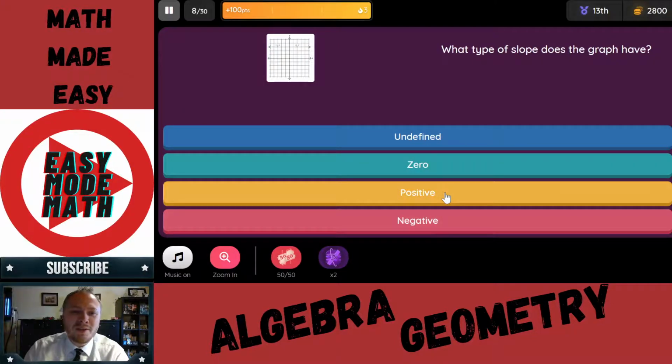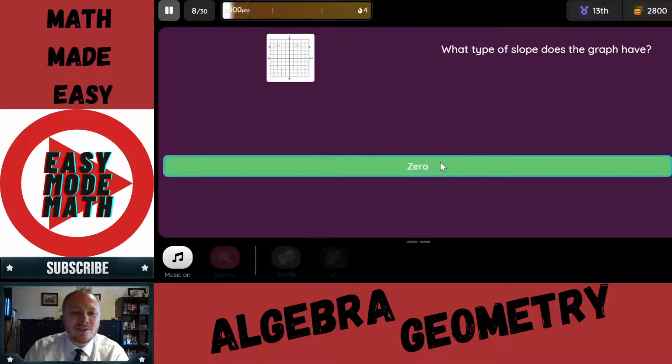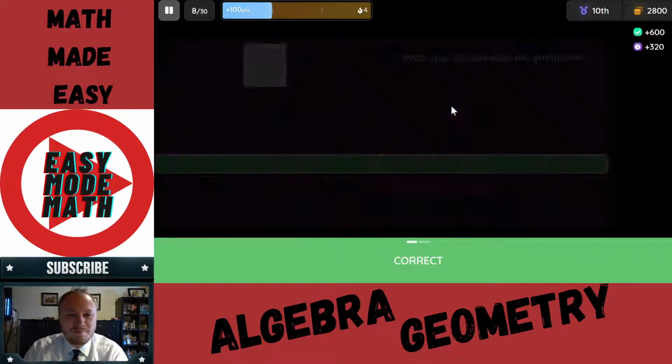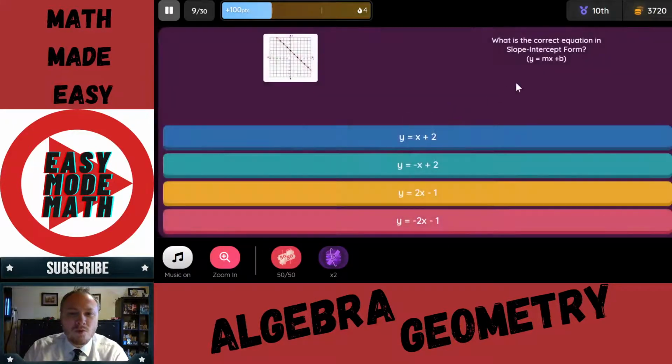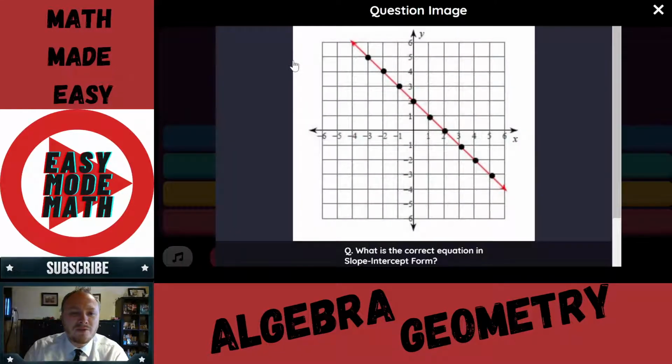Should not be positive. Should not be negative. Is it 0 or undefined? Which special case? It's 0. What is the correct equation in slope-intercept form of this graph?